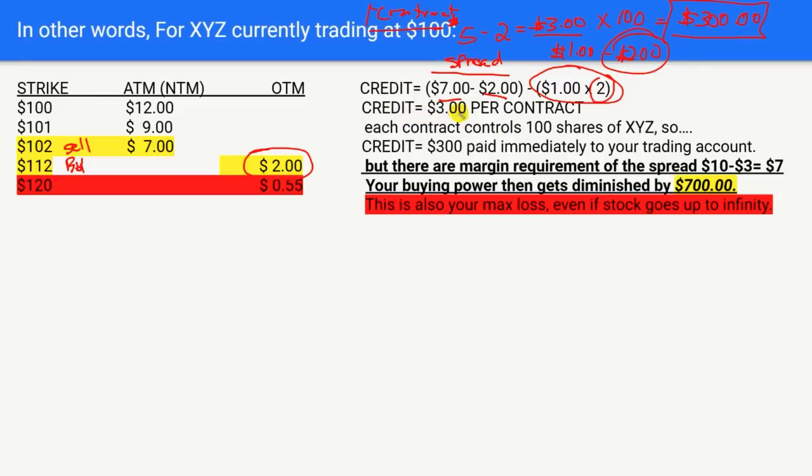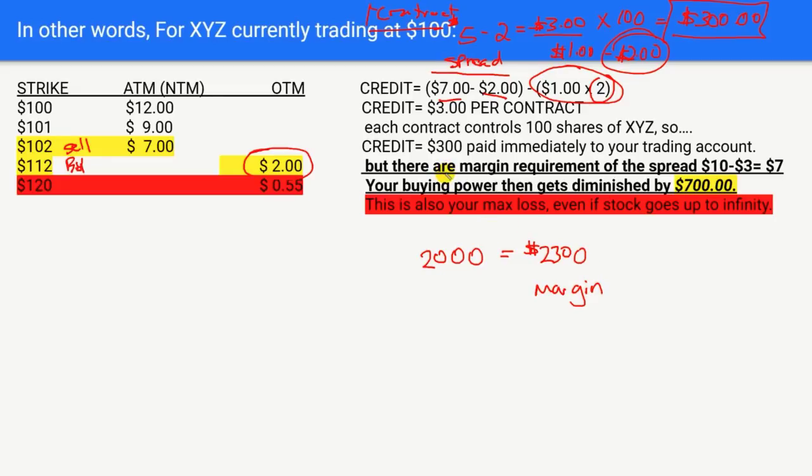Okay, so this is where we went, $3 per contract. Each contract controls 100 shares of XYZ, so the credit is $300 paid immediately to your trading account. But here's the thing, guys. Let's say you started with $2,000, your account is going to show that you have $2,300. But on the margin section, it's going to have a margin cost.